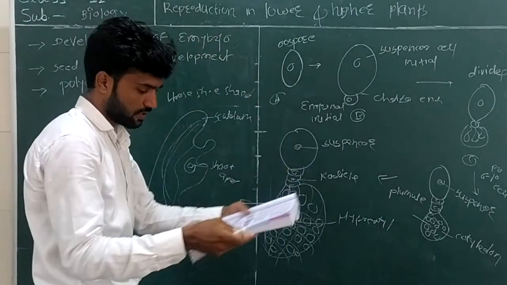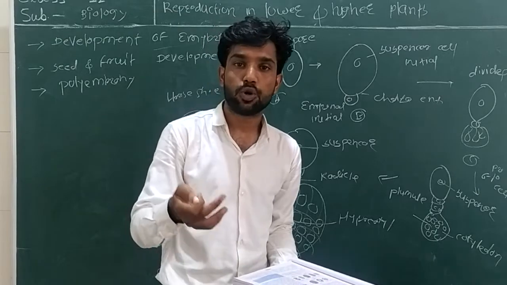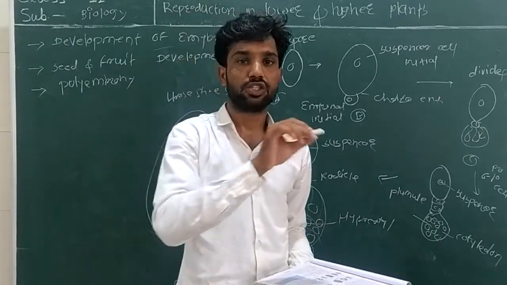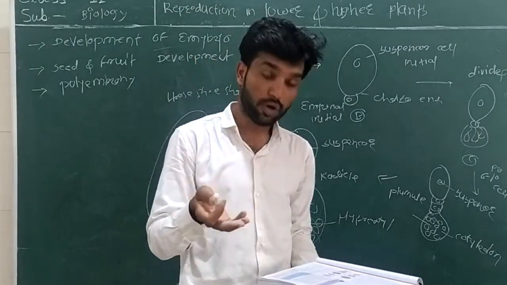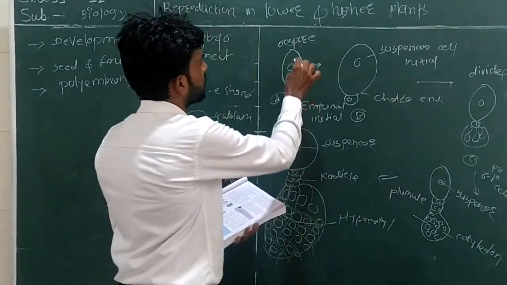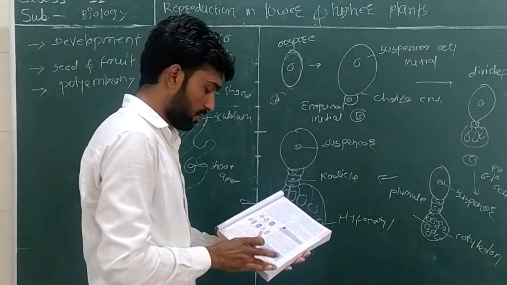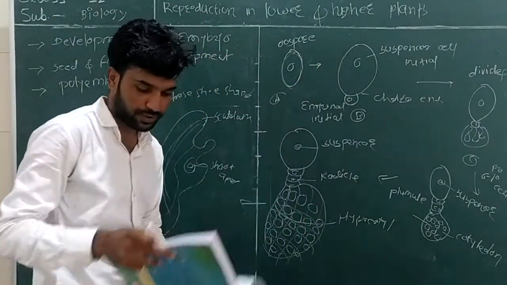So here is the structure. I will let you know. The process of development of the zygote into an embryo is called embryogenesis. The process of development of zygote into embryo is called embryogenesis, and it mostly develops at the micropylar end. This is your micropylar end. We see with the diagrams.